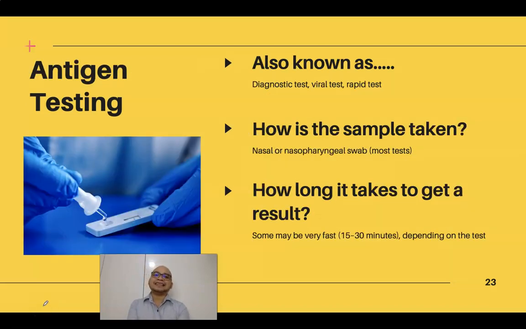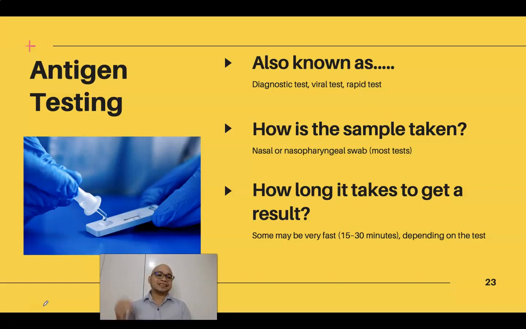Okay. How about antigen testing? Antigen testing is also known as the diagnostic test, viral test, and rapid test. Although according to WHO, we do not call it the rapid antigen test anymore, because the rapid antigen test only pertains to lateral flow chromatography. There are some antigen tests that are not necessarily rapid, because there are machines that can also do antigen testing, such as the chemiluminescent assay. Okay, so how is the sample taken? The same as molecular testing, but mostly through nasopharyngeal swab.